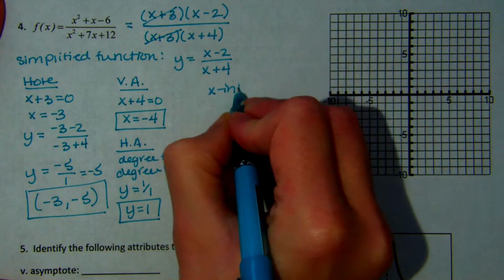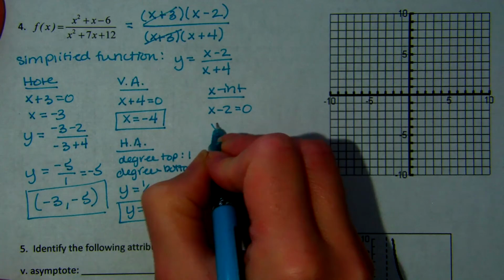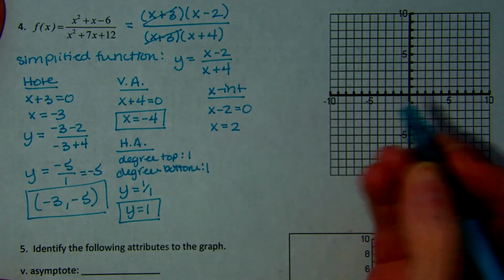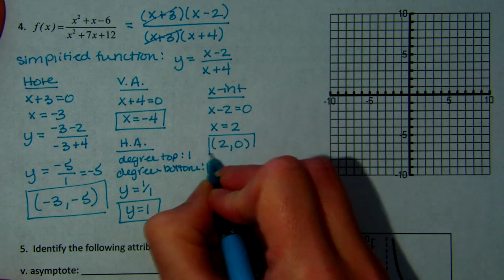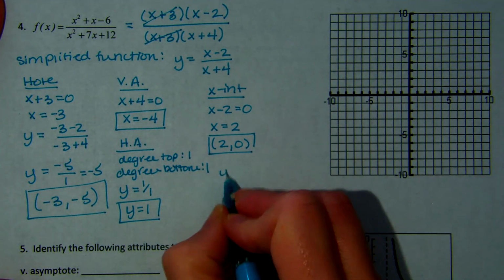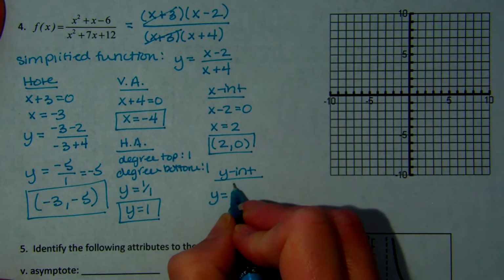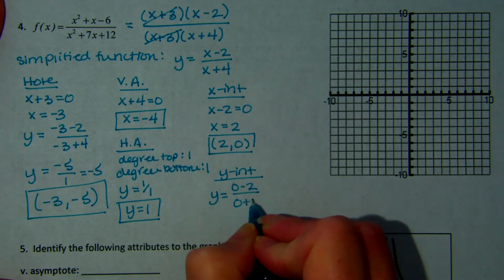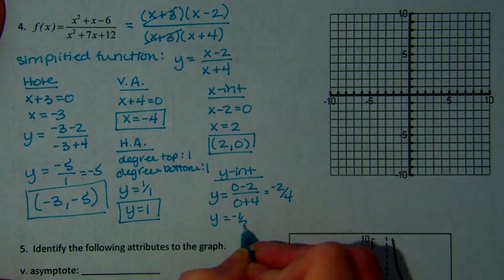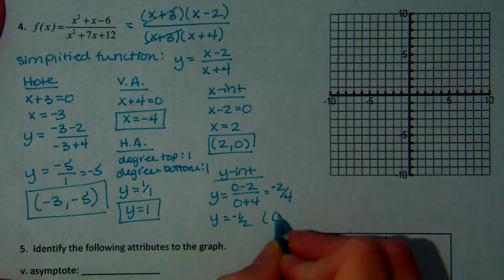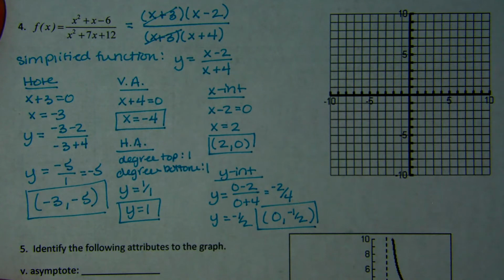Your x-intercept here, guys, we find that by setting the top equal to 0. When we do that, we get x equals 2. Remember that that's a point, so it's the point 2, 0. And then the y-intercept we find by plugging in zeros for all of your x's. So 0 minus 2 over 0 plus 4, which is -2 over 4, and that's -1/2. And so that's the point 0, -1/2. That's our y-intercept there.